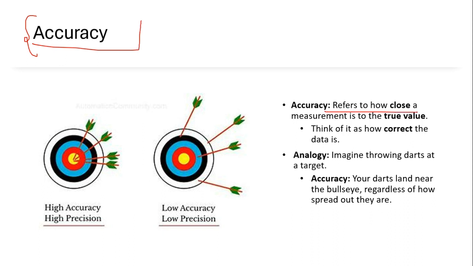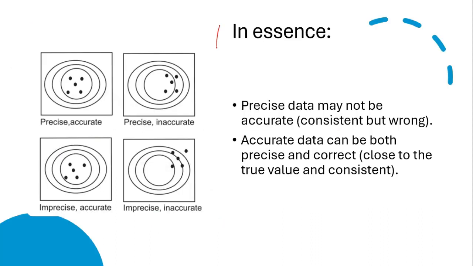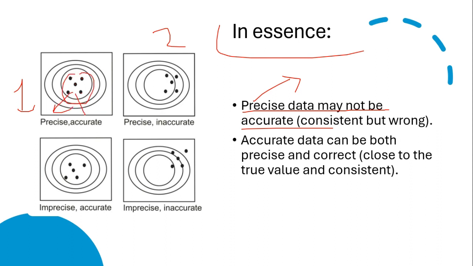Accuracy refers to how close a measurement is to the true value. From the example, if we see this dart target, the true value is our center, and for the measurements to be highly accurate, all the darts should be placed near the true value. In essence we can say that precise data may not be accurate. So for high precision, it is not needed that it should be accurate. Here in the first and second images, the measurements in the first image are closely placed and also in the center, so they are precise and also accurate.